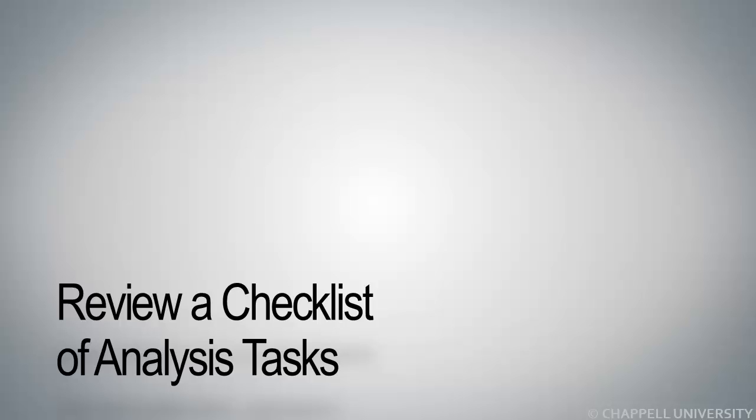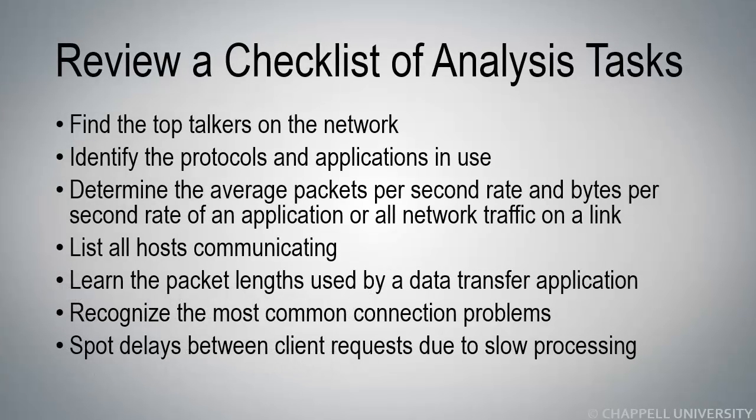Now let's review a checklist of analysis tasks, and I'll tell you why you might use these different tasks. First of all, we can find the top talkers on a network, and that's important because if the top talkers suddenly change, you may have some compromised hosts on the network. Also, you may want to allocate bandwidth accordingly.